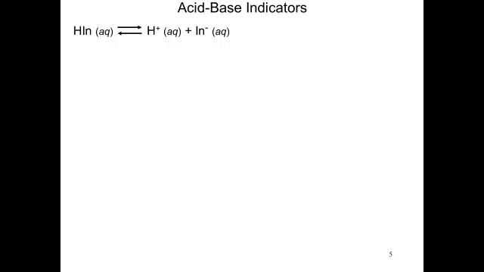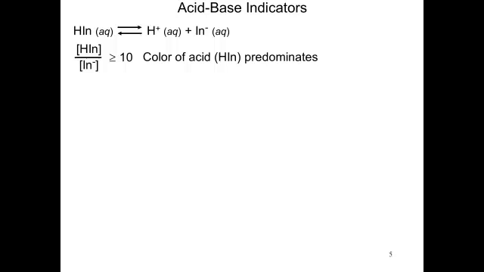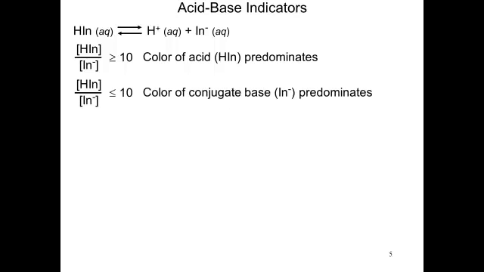Acid-base indicators are all weak acids. They establish an equilibrium between the HIn indicator, hydrogen ion, and In minus, the anion. If the ratio of the concentration of HIn compared to the concentration of In minus is greater than 10, then HIn predominates, and that's the color. If it's less than 10, the color of the conjugate base predominates.